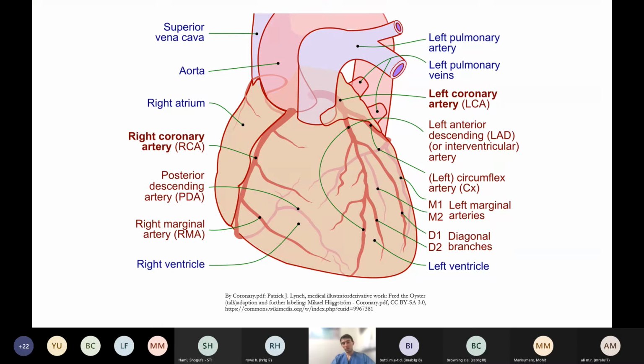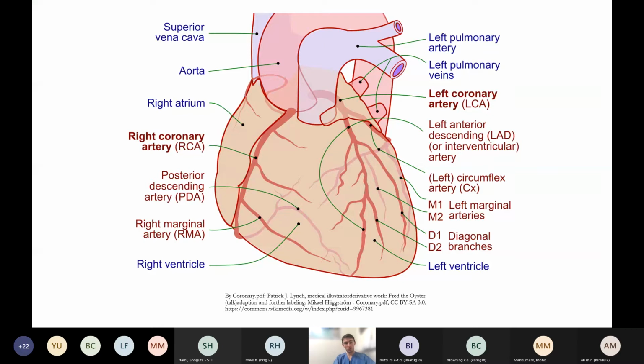The circumflex travels around the heart in the atrioventricular groove on the left and supplies the lateral wall of the heart and also the inferior wall. If the circumflex has the posterior descending artery come off of it, then it will also supply the posterior part of the heart.